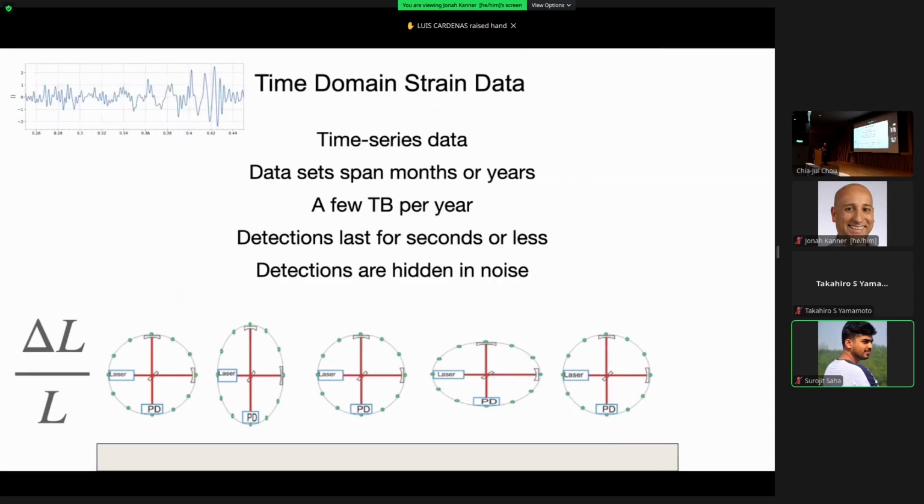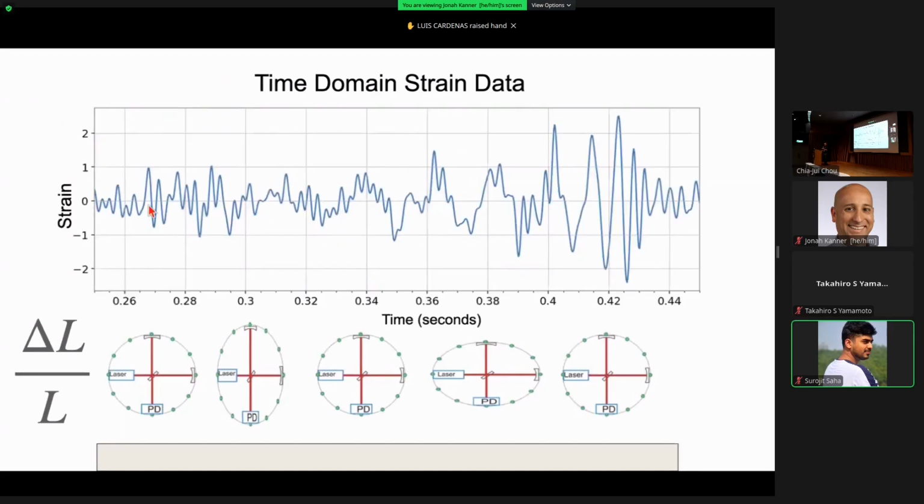In general, these data are time series data, meaning that each sample has a timestamp. So the x-axis here is time. Over the course of days or months or years, we record data, and each data sample gets a timestamp. At each timestamp, we're recording a measurement of the strain, of the stretching or squeezing at that moment.